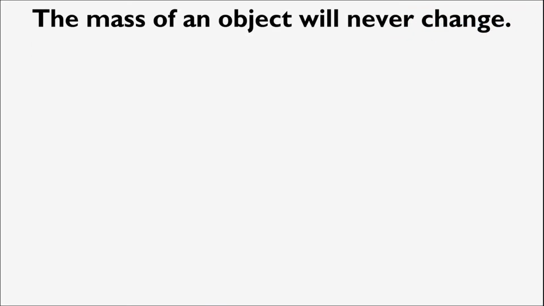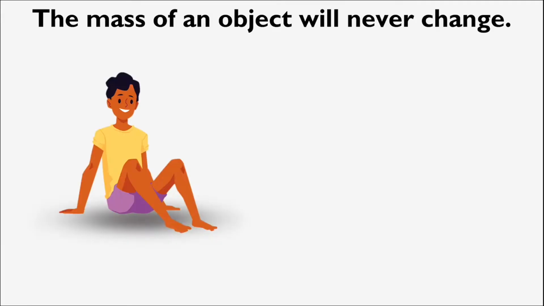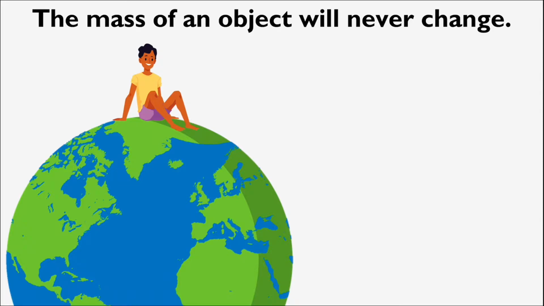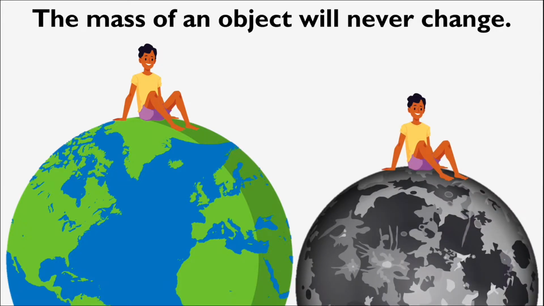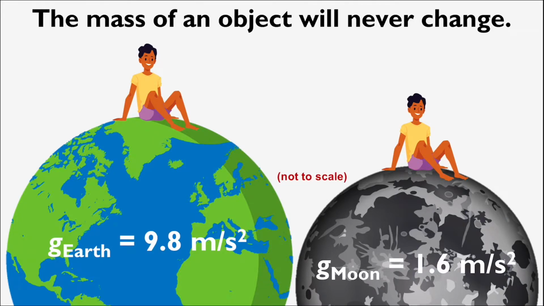The mass of an object will never change. Your mass will never change. You have a certain weight on Earth because of Earth's gravity pulling on you. But if you travel to the moon, you will weigh less. Gravity is weaker on the moon than it is on Earth, so the gravitational pull of the moon on you will be less than the gravitational pull of the Earth on you. So you'll weigh less on the moon. It's not an ideal way exactly to lose weight, but the concept is definitely there.